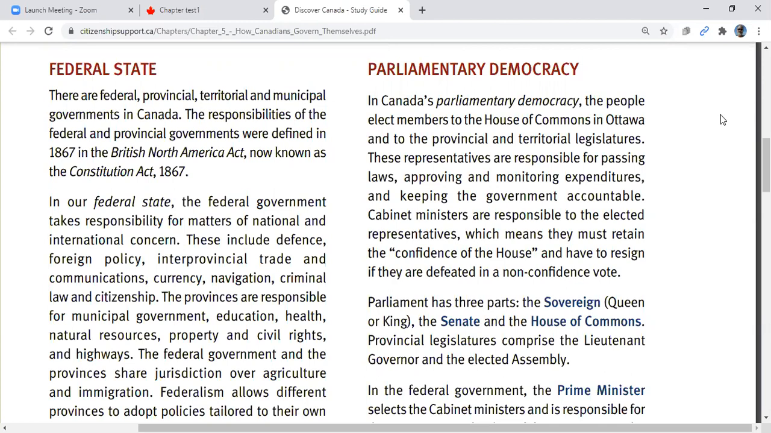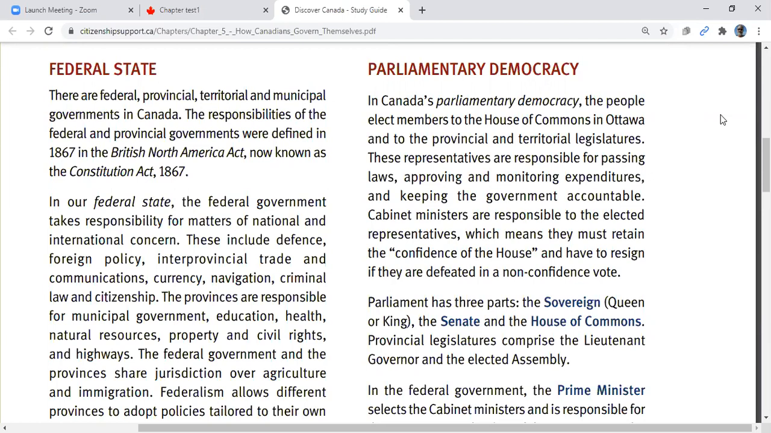Cabinet ministers are responsible to the elected House, which means they must retain the confidence of the House and have to resign if they are defeated in a non-confidence vote. Very good. Very good.